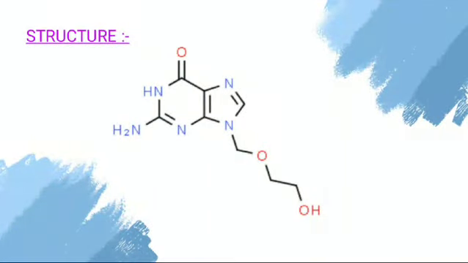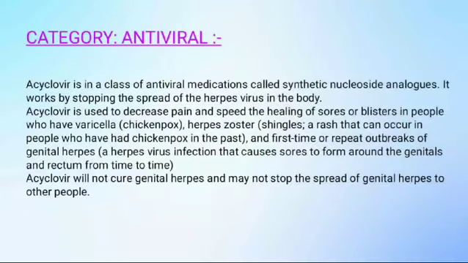This is the structure of acyclovir. Category: the category of acyclovir is antiviral. Acyclovir is a class of antiviral medications called synthetic nucleoside analogs. It works by stopping the spread of the herpes virus in the body.